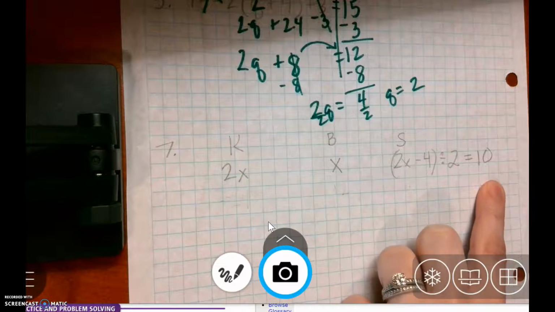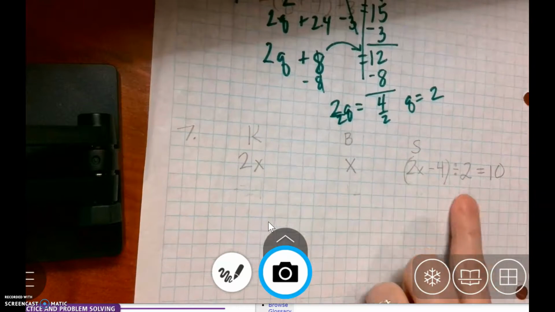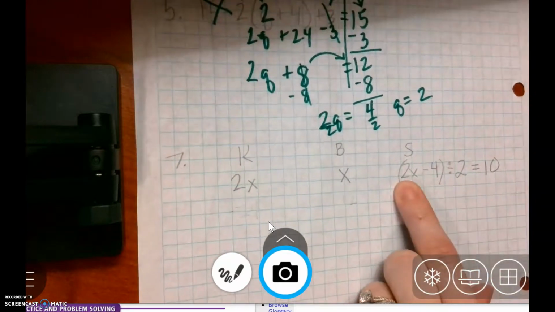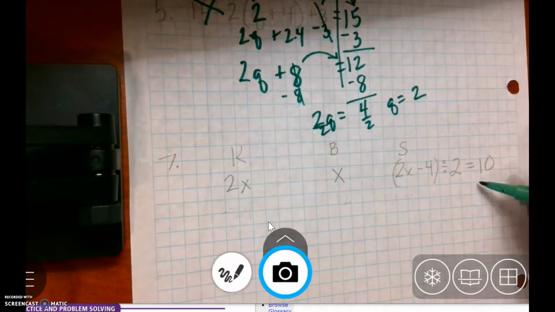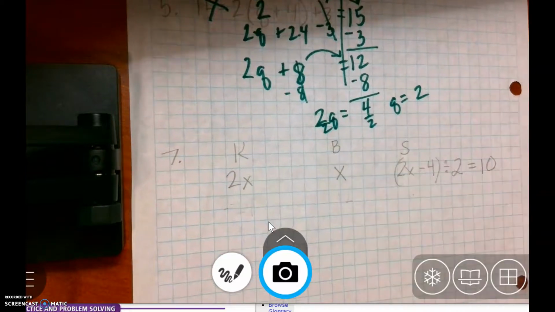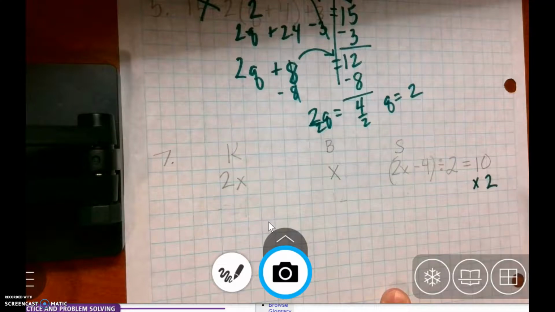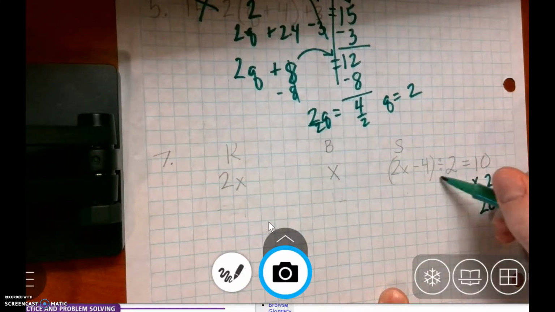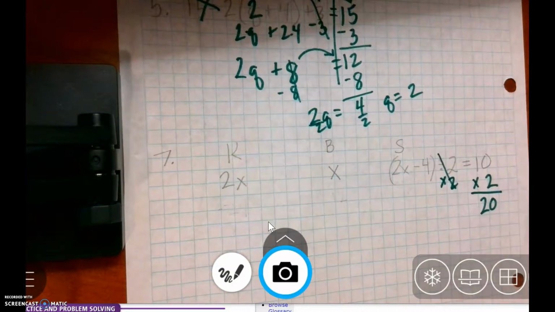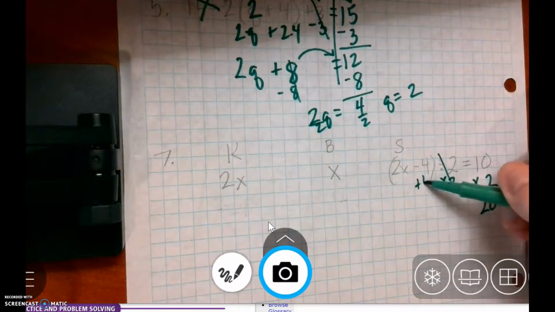So I'm going to start with what Sheldon has, and go backwards to figure out what Ben read. Instead of dividing by 2, I'm going to do the inverse because I'm trying to rewind this to figure out what Ben read. So I'm going to multiply what Sheldon read by 2. That'd be 20. And then it said we subtracted 4, so instead I'll add 4 to that.